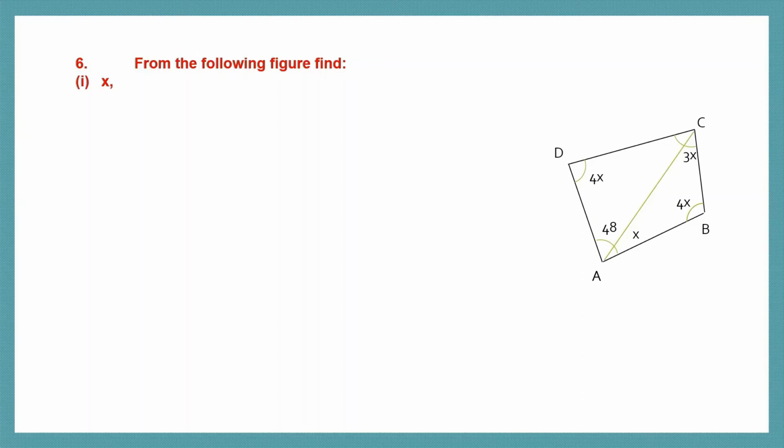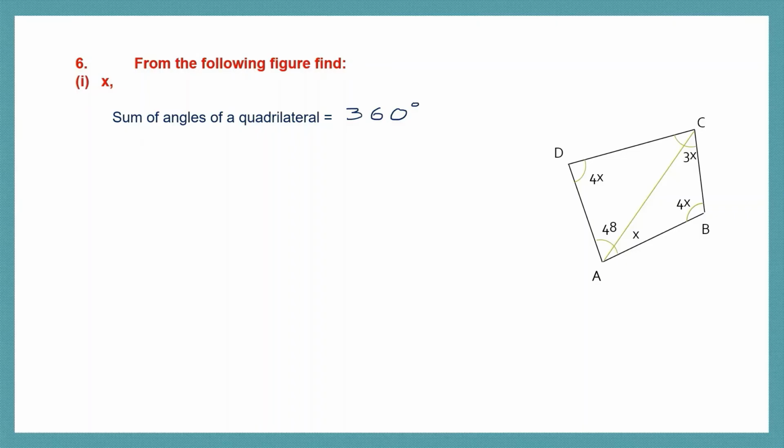From the following figure, find the value of x. So we've been given a figure there. We have to find the value of x. Now we have to remember that in a quadrilateral, the sum of all the interior angles is equal to 360 degrees. So that means we have to add up all the angles shown in the figure.